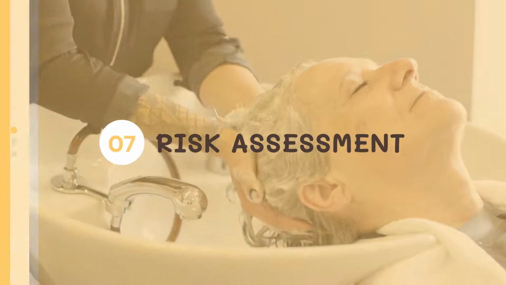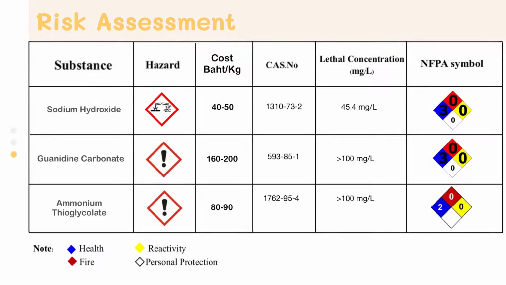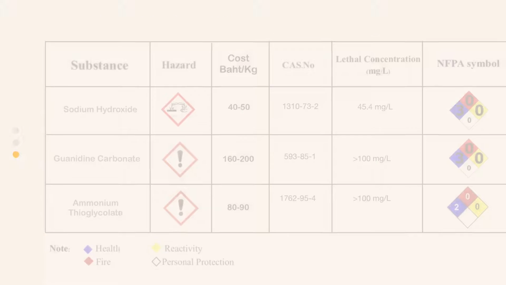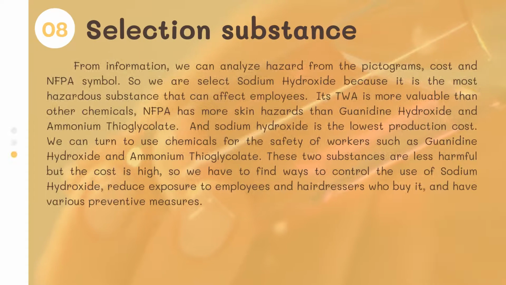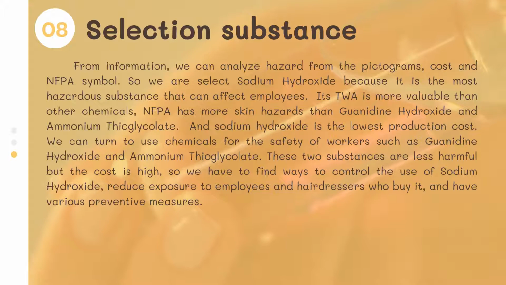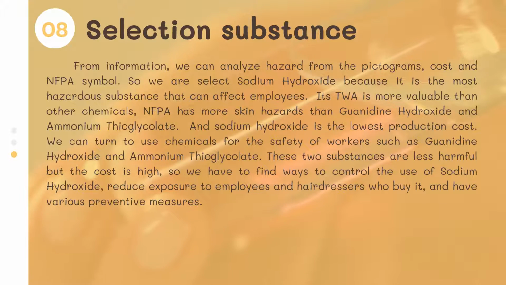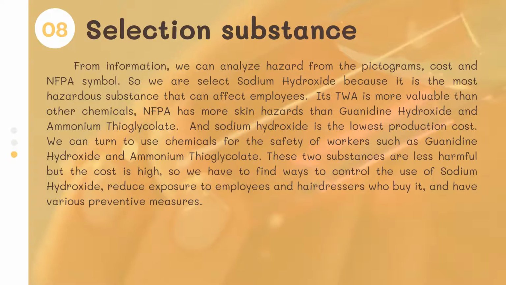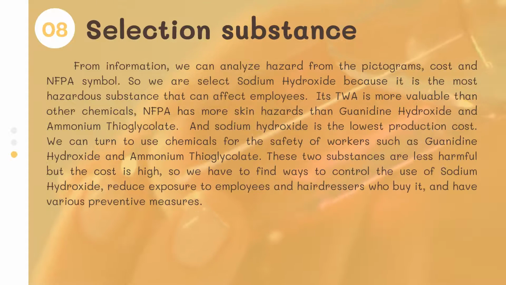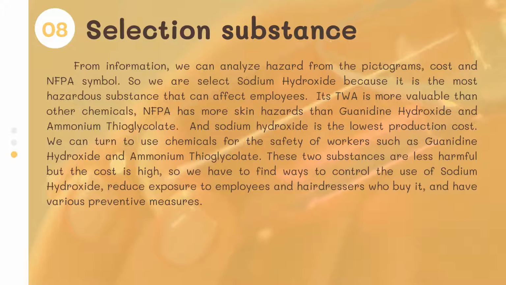Risk assessment. This is a table of risk assessment. Selection of substance. From the information, we can analyze hazard from the pictogram, cause, and NFPA symbol.